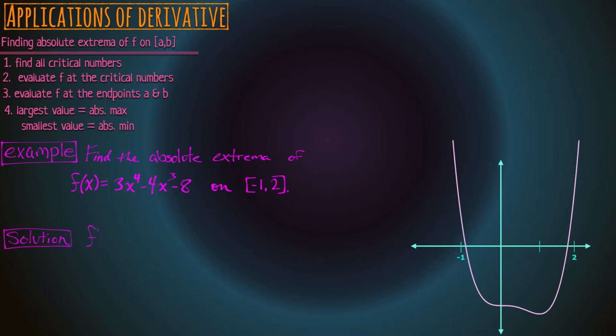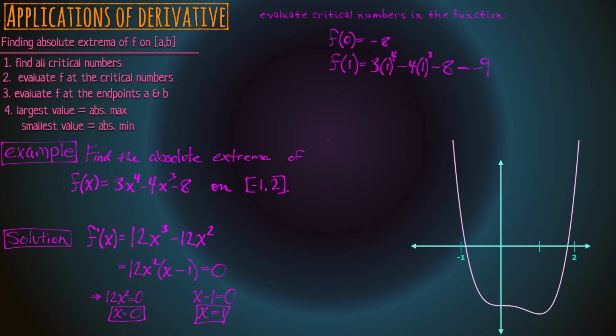Alright, so f prime is going to be 12x cubed minus 12x squared. If we set that equal to 0, we end up with x equals 0 and x equals 1. So we get two critical numbers here. So again, all we have to do is test these, test the critical numbers, test the endpoints, and we're good.